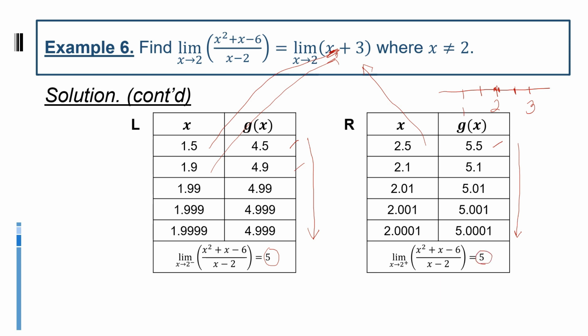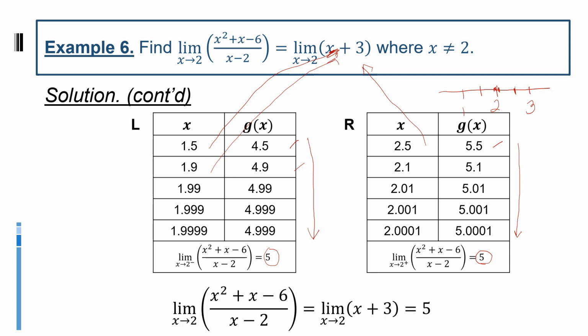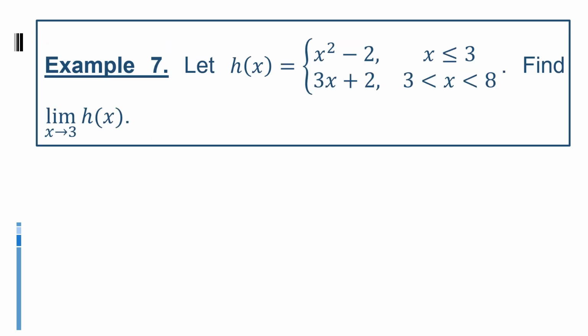Therefore, since the right-hand limit and the left-hand limit are both equal to 5, then the limit as x approaches 2 of x squared plus x minus 6 over x minus 2 is actually equal to 5. Let h of x be the piecewise function x squared minus 2 whenever x is less than or equal to 3, and 3x plus 2 whenever x is greater than 3 but less than 8. Let's find the limit as x approaches 3 of h of x.